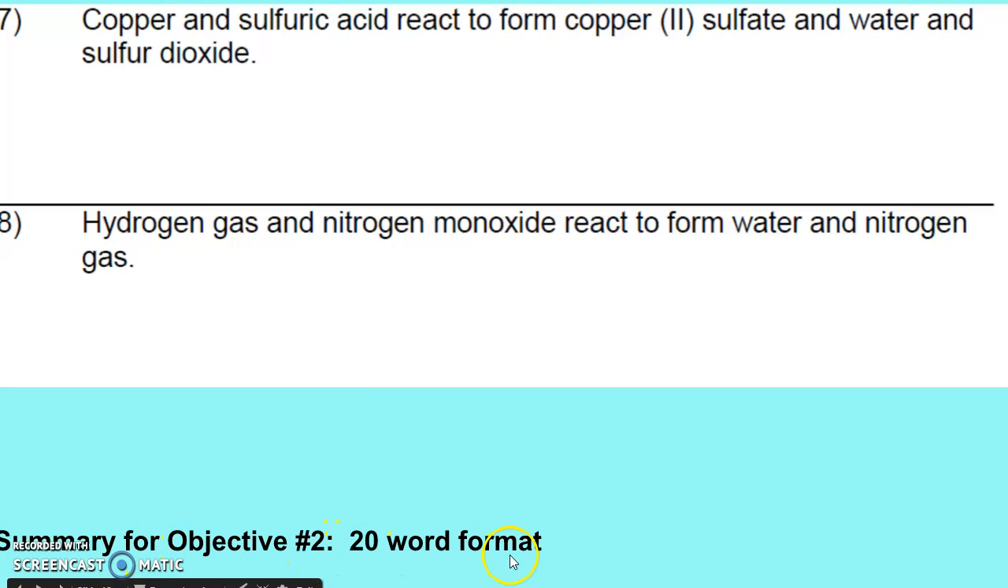So the summary for objective number 2 is a word equation format, and that's all you have to do for objective number 2.